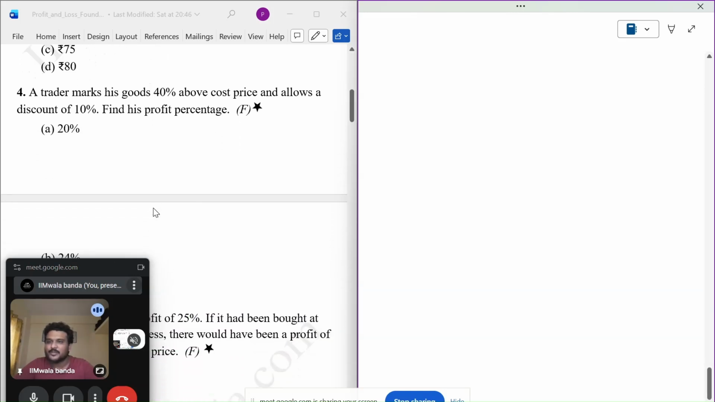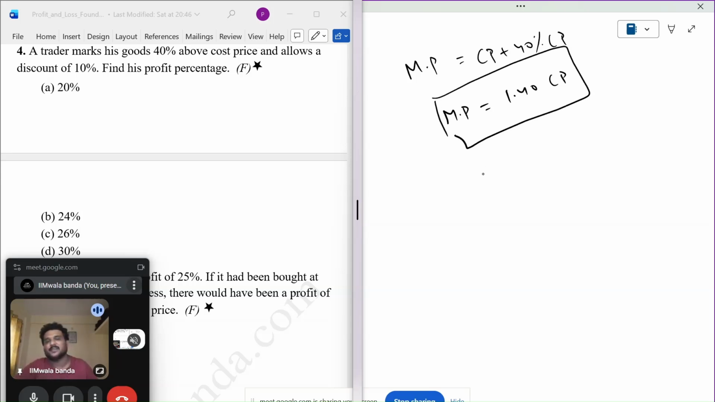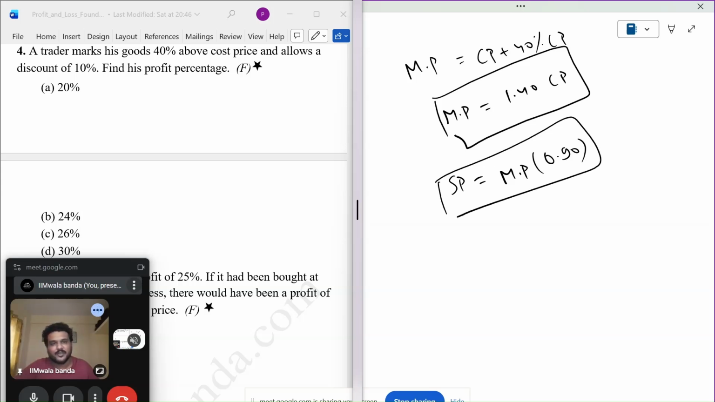Anyway, let's go to question number 4. A trader marks his goods 40% above the cost price. A trader marks his goods 40% above the cost price. So now you can write it is cost price plus 40% of cost price, but what we just discussed was that it is 1.40 of cost price, because he has marked up his goods by 40%. That means it has increased its cost price by 40%, and he allows a discount of 10%. So what is selling price? We have basically now decreased the mark price by 10%, right? And 10% decrease is a 0.90 multiplication factor. So this also you can directly write.